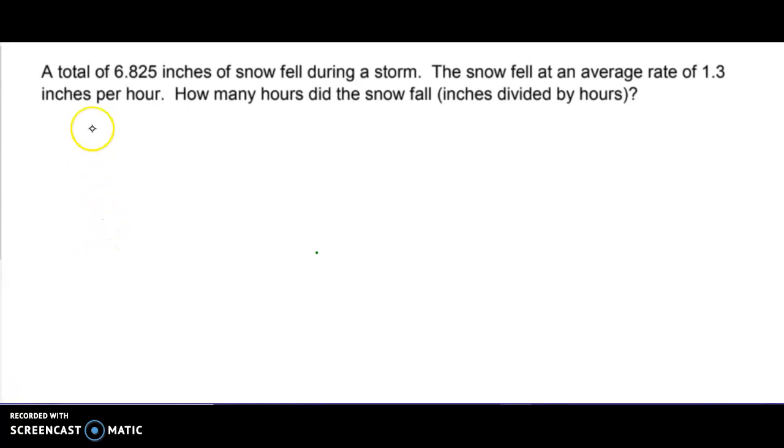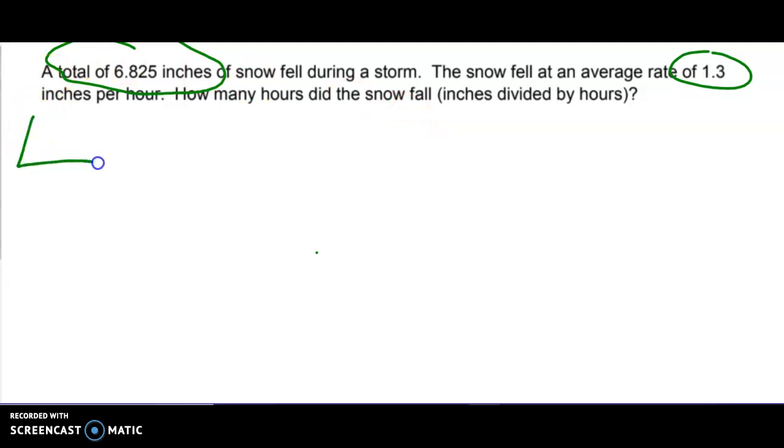All right, guys, let's look at this problem. It says a total of 6 and 825 thousandths... Are you starting to kind of catch on to a couple things? A total of 6 and 825 thousandths inches of snow fell during a snowstorm. The snow fell at an average rate of 1.3 inches per hour. That's the part that fell every hour. How many hours did the snow fall?